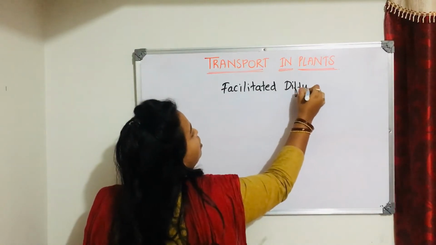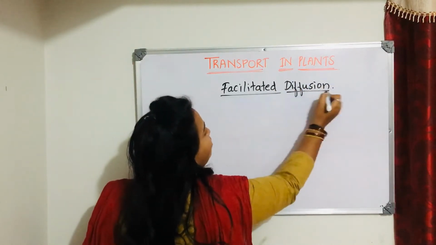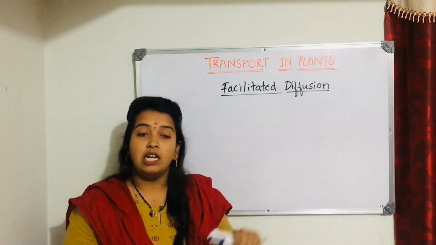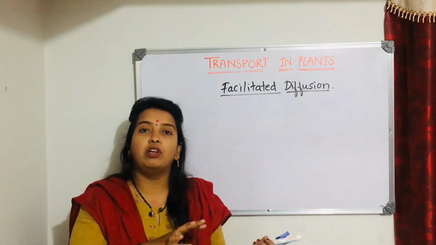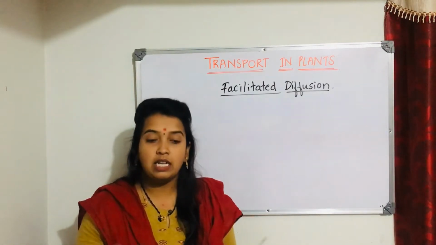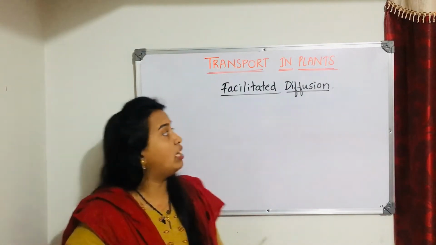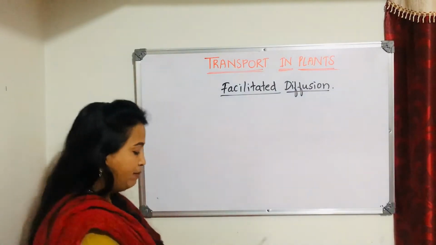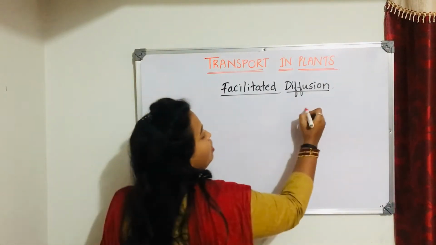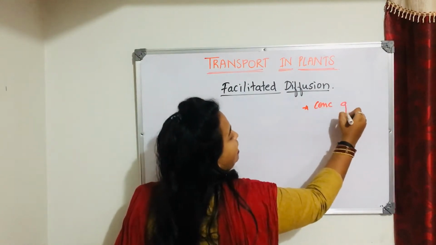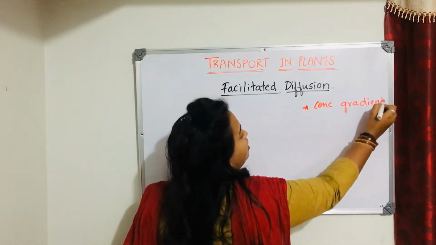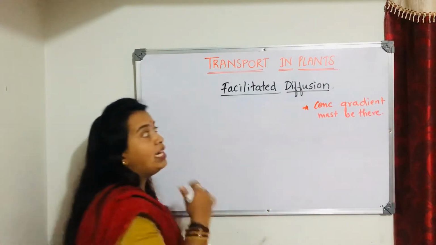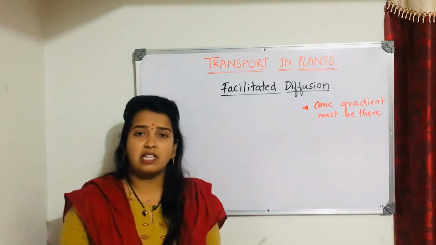Facilitated diffusion. So see here, by the name only you can understand. It is also a diffusion, right? Facilitated it may be, but this is also a diffusion. Diffusion, you know, is movement of molecules from higher concentration to lower concentration, and that is along the concentration gradient. So even for facilitated diffusion also, concentration gradient must be there. So please remember, even for facilitated diffusion, concentration gradient must be developed already. Must be there. Then only facilitated diffusion can happen. But what is facilitated diffusion?